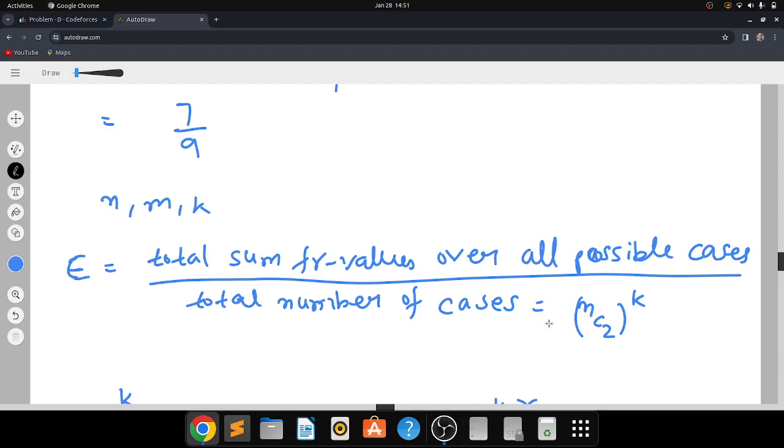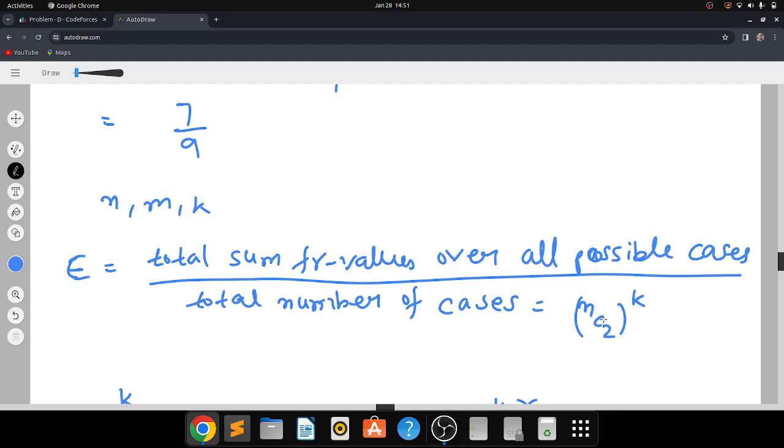So what is the total number of ways? The total number of ways is NC2 to the power K. For each excursion, the teacher has NC2 possibilities, NC2 pairs to select. So the total number of ways is NC2 to the power K.